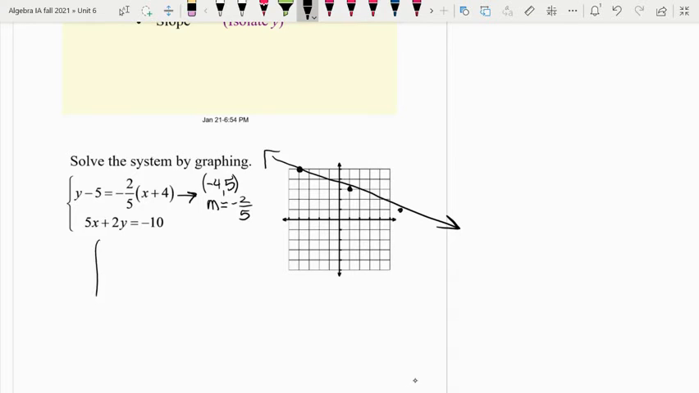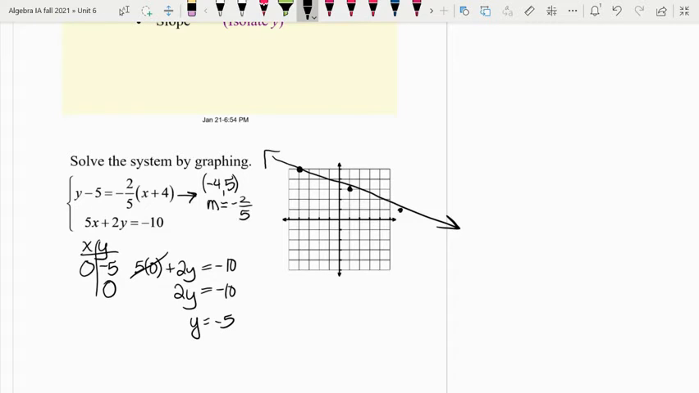All right, the next one's in standard form, and you can do the XY chart on this one, which means I'm going to let x equal 0. So I'm finding the y-intercept. So 5 times 0 plus 2y equals -10. So I'm left with 2y equals -10. So y equals -5.